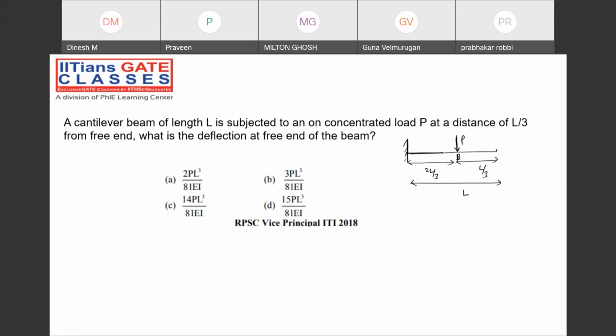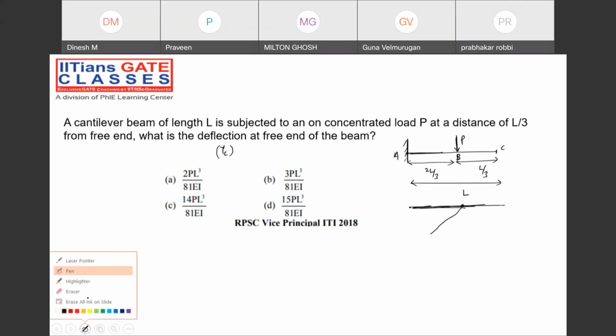Suppose this is the point B, this is the point C, this is the point A. They are asking what is the deflection at the point C. The load has not been acted at the point C. They are asking what is the deflection at point C. Very easy. So you can solve by the moment area method. For that, you need to draw the bending moment diagram, something like this.